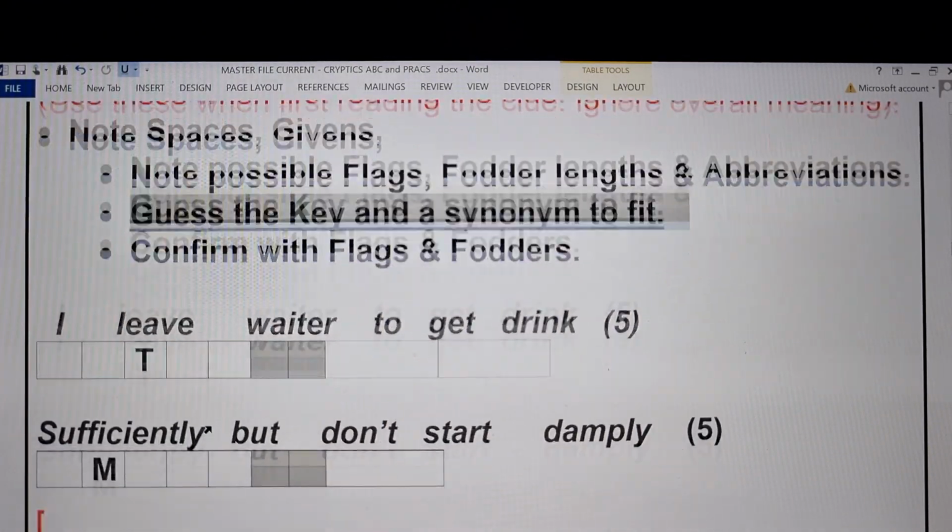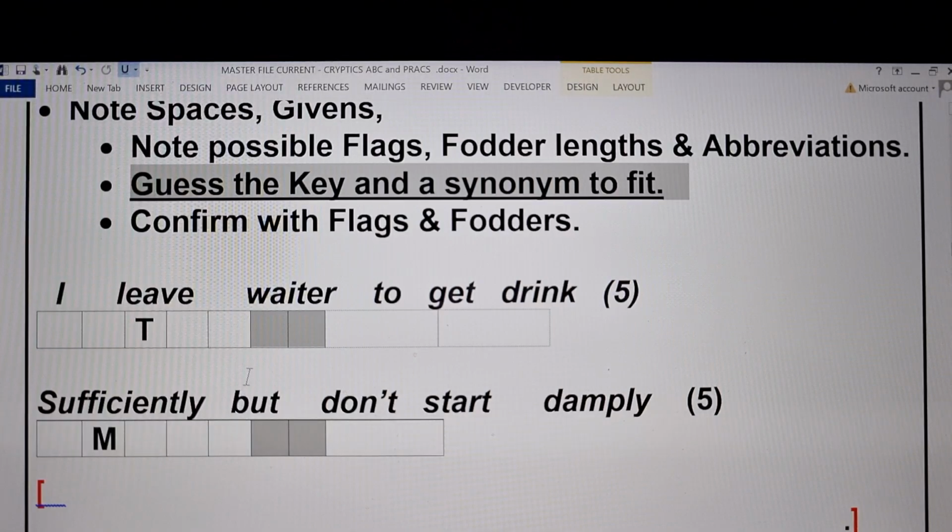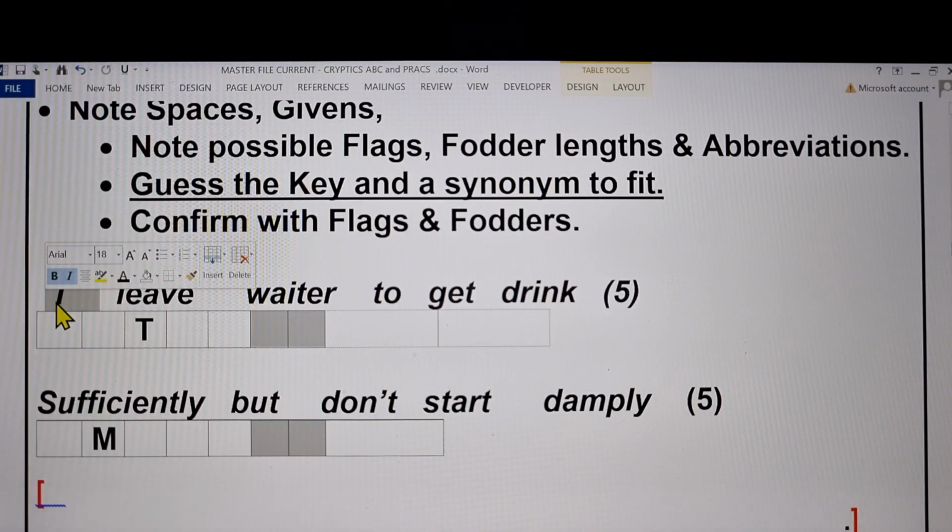Okay, here's an example. "I leave waiter to get drink." Again, what you target is the key. In passing, you look at the fact that there are 5 spaces and a given T. And you get on to the story. The story is pick the key. Do you think "I" would be the key? I, myself, me. I can't think of any other ones. Right, "I leave." Think that's the key? "I leave" has to be 2 words, wouldn't it? If that's your key, you have to have an I in your answer.